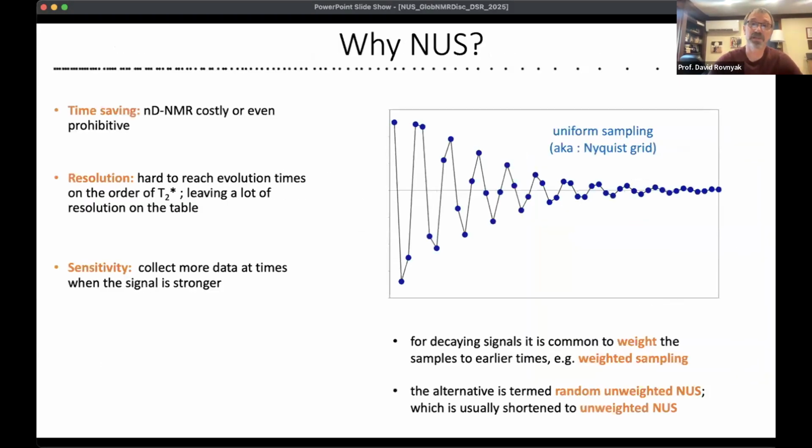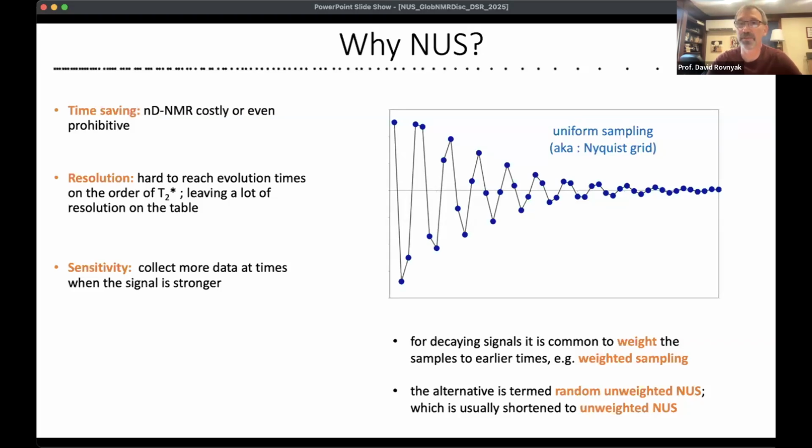And that will include a new scheduler that we've recently released. So again, why NUS? I think that's been really firmly established, and I've set up this slide as foreshadowing. I want to revisit this at the end. You might use it for time savings, for improving resolution, and there's even some opportunities to have modest improvements in sensitivity when you have short T2s, and you can weight your sampling to very early times to take advantage of those short T2s. It is important to recognize that you can have weighted or unweighted non-uniform sampling.